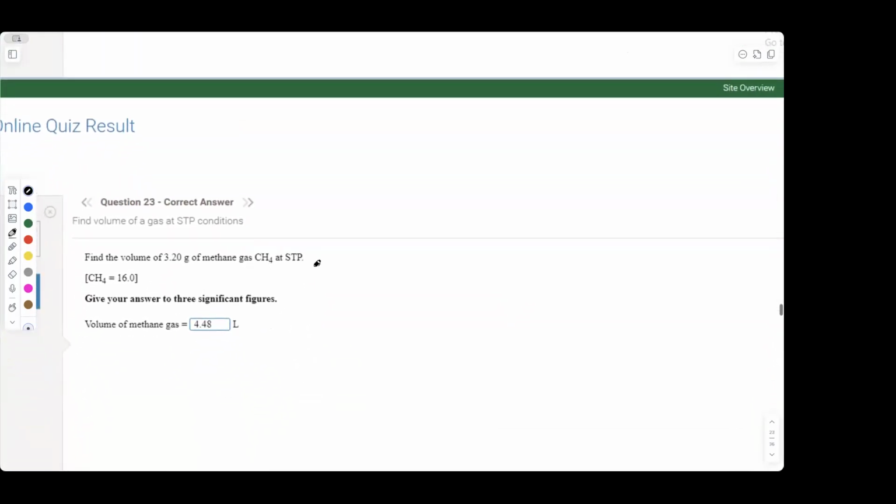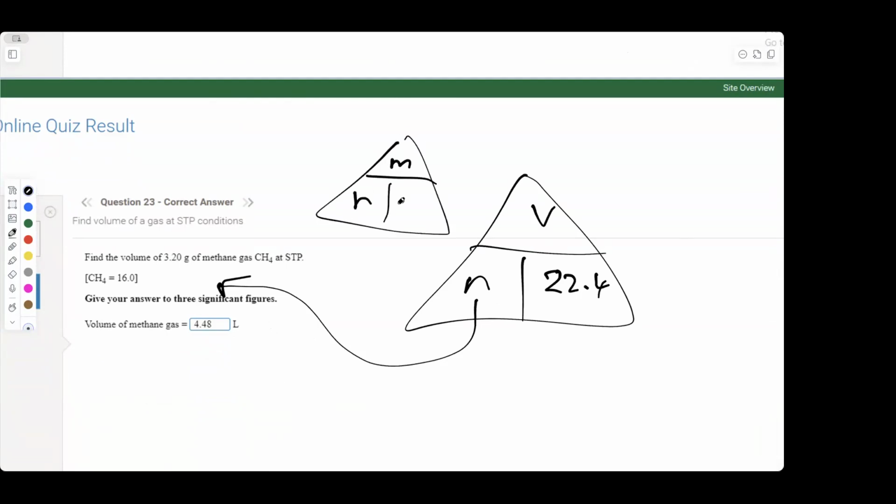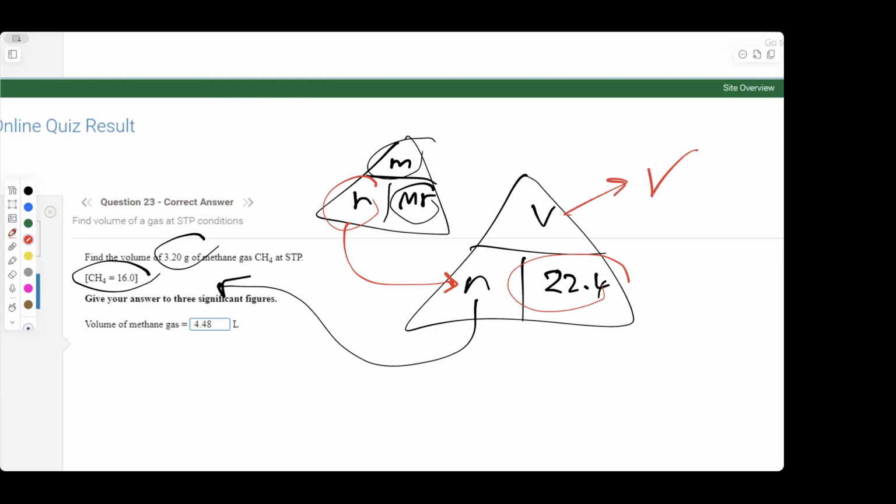Find the volume of methane gas at STP, the same thing. But this time he plays with it: instead of giving the number of moles equal to volume over 22.4, he removed the number of moles and gave me the mass. So I can use number of moles equals mass over molar mass. I have the molar mass and the mass, so I can get the number of moles, and after that I take it and put it here with 22.4 so I can easily find the volume.